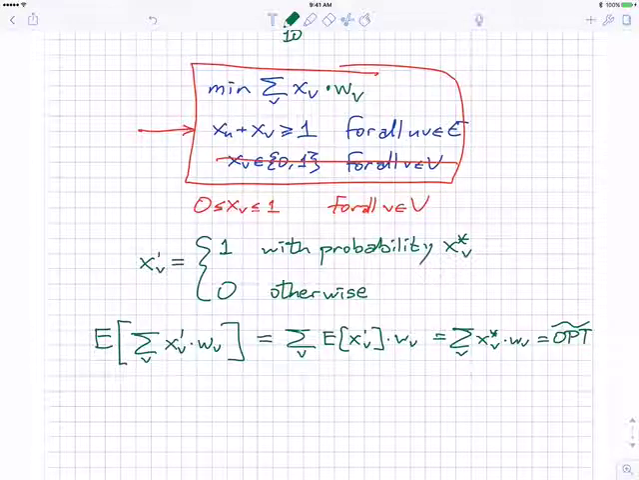That should actually immediately tell you something, which is there's no way that the set of vertices that I've chosen can be a vertex cover. Because the minimum vertex cover is probably going to be bigger than this. So if the expected size of this set is equal to this, then it's not going to be a vertex cover.